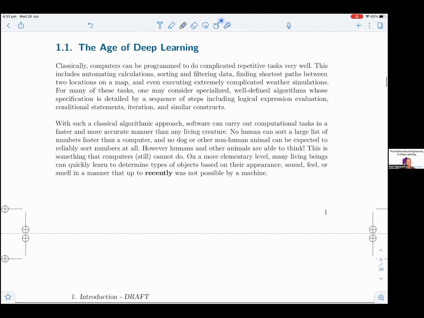Section 1.1, the age of deep learning. Classically, computers can be programmed to do complicated repetitive tasks very well. This includes automating calculations, sorting and filtering data, finding shortest paths between two locations on a map, and even executing extremely complicated weather simulations. For many of these tasks, one may consider specialized, well-defined algorithms whose specification is detailed by a sequence of steps, including logical expression, evaluation, conditional statements, iteration, and similar constructs.